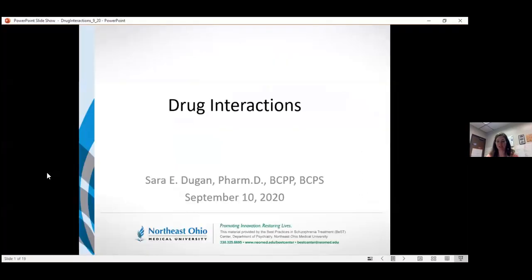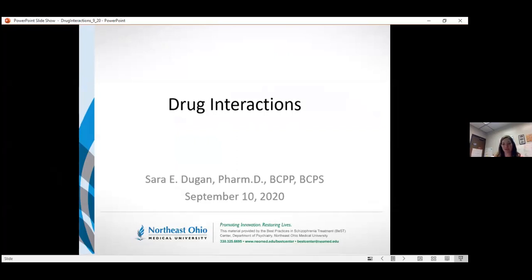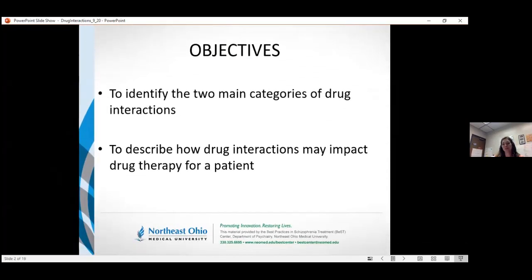Yep, perfect. Thank you. So recognizing this is a relatively large topic, I wanted to provide a general overview of drug interactions as opposed to trying to identify and march through individual drug interactions that you may encounter. So we have two really broad objectives. I want to identify the two main categories of drug interactions and to describe how those interactions may impact drug therapy. So generally what might happen with that.